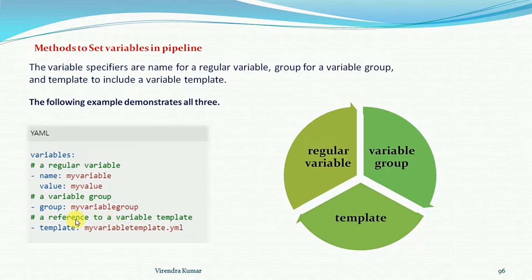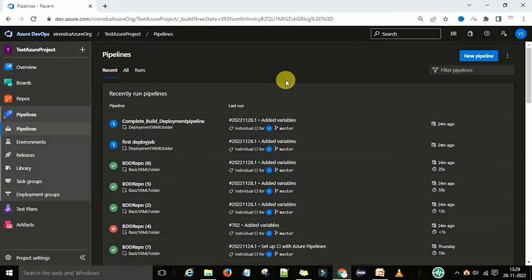The third way is a reference to a variable template. You have a variable YAML pipeline already defined, and that template I want to refer to in another pipeline. So for that, hyphen dash, the keyword is template, and you can provide the path of the YAML and the name of the YAML file. So these are the three methods by which we can set a variable in YAML pipelines.